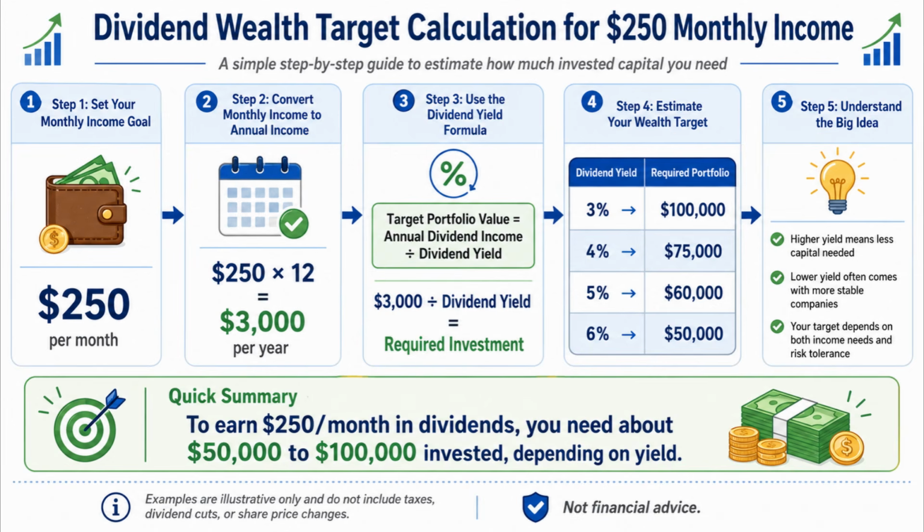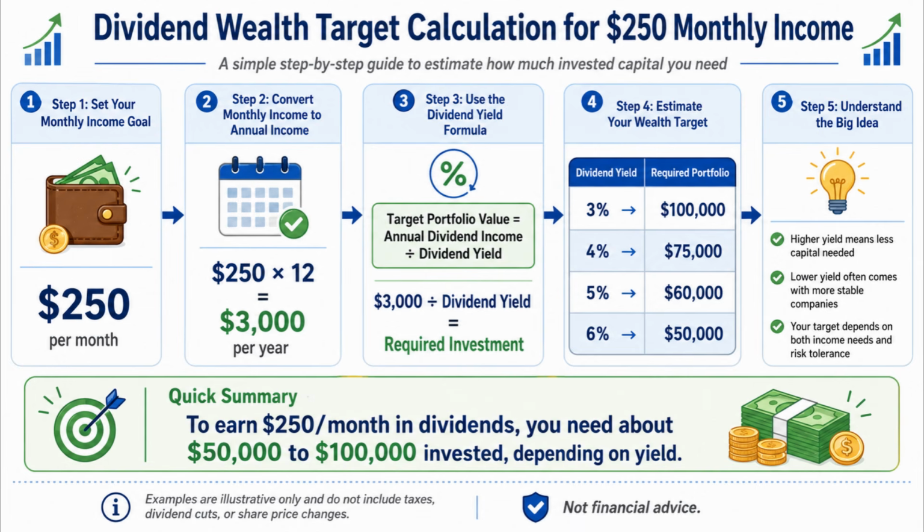In this video, we will discuss dividend wealth target calculation for $250 monthly income. To begin with, the main goal is simple. We want to understand how much money needs to be invested in dividend-paying assets to create around $250 every month in dividend income. This is a useful calculation for anyone who wants to estimate a future passive income target in a clear and beginner-friendly way.